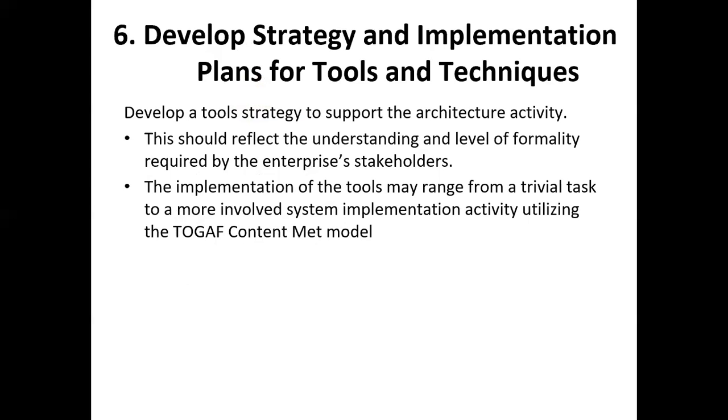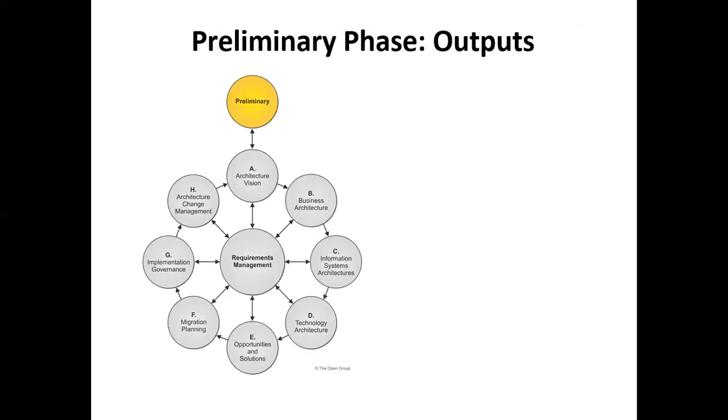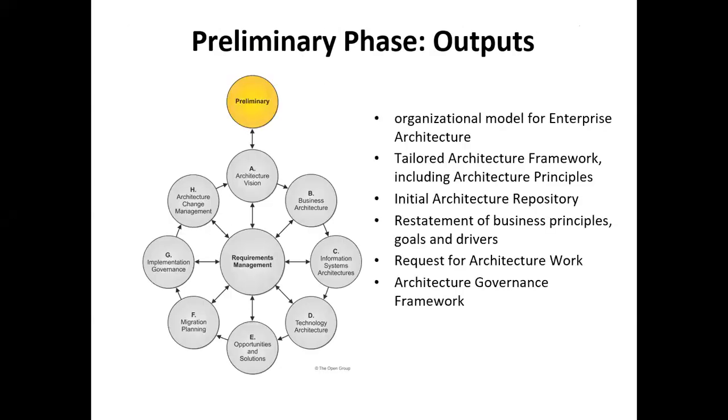Done with you? Now, these are the outputs of the preliminary phase. For example, request for architecture work is an output. Tailored architecture framework is an output. All these are the outputs. Got it?